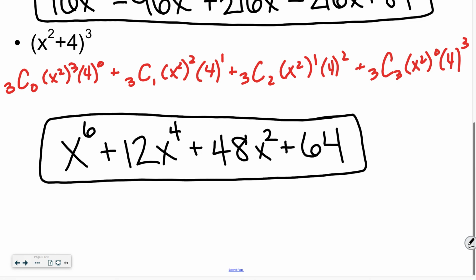Okay. Now, our final answer looks quite a bit different. Notice how our x powers don't go down by 1 each time. Our x squared powers went down by 1 every time, and so in our final answer, that just looks a little bit different.